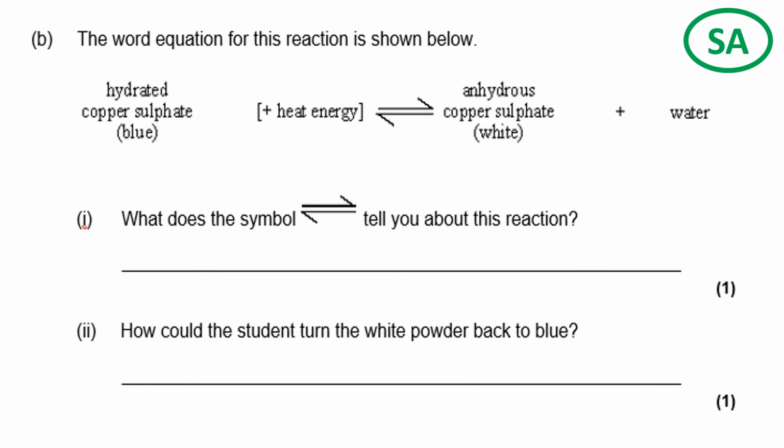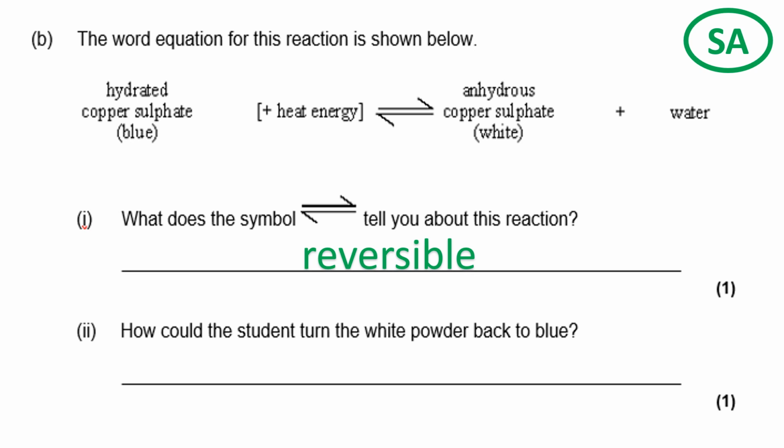Okay, so this is the second half of the question on copper sulfate. Pause the video and have a go. So the word equation of this reaction is shown below. What does the symbol mean? Well, you wouldn't even know about that chemical reaction. Always have a go, guys. You know that symbol means reversible.